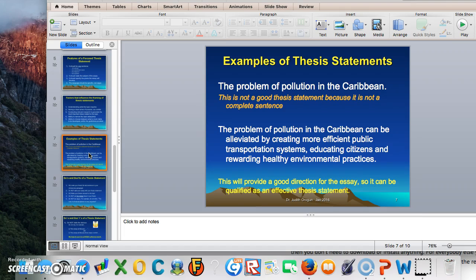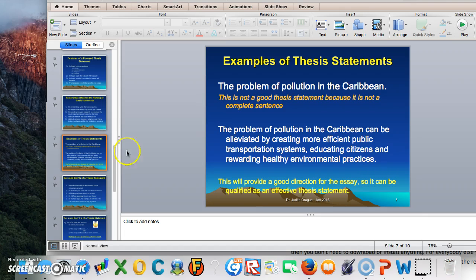Let us quickly look at this example. The problem of pollution in the Caribbean. Although that phrase has a full stop at the end, it's not a sentence. What about the problem? Who says there is a problem anyway?